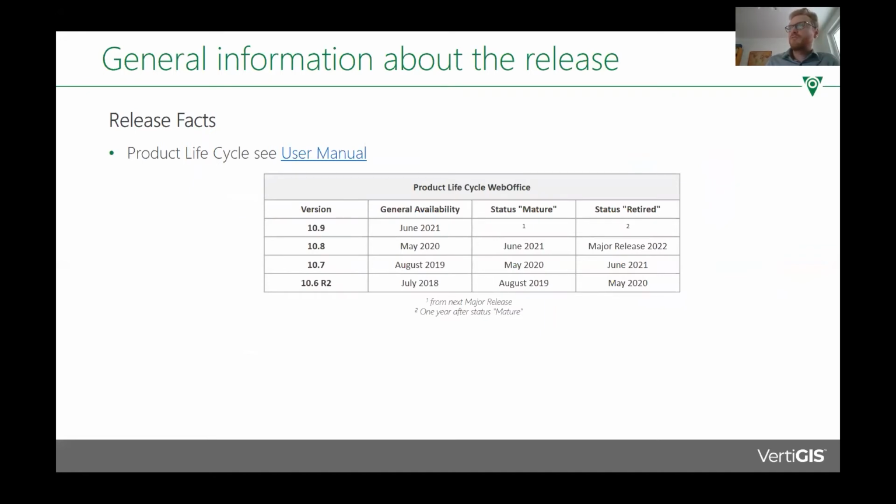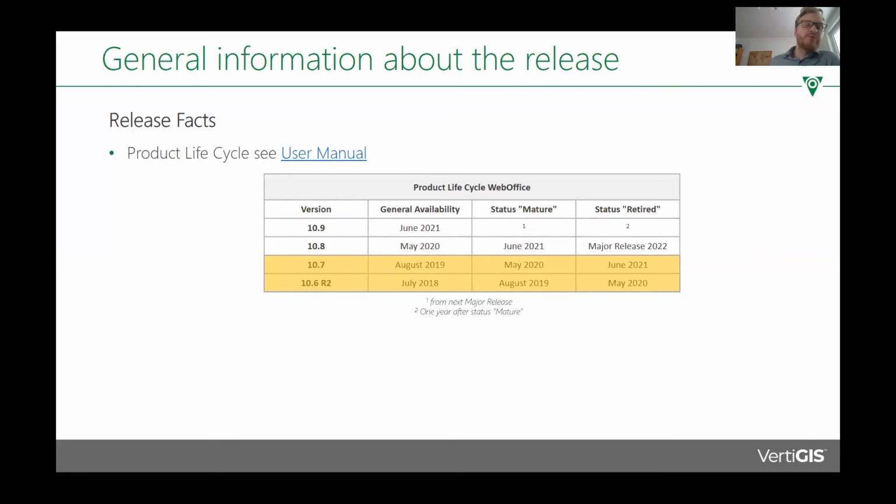From our perspective, the WebOffice versions also have a product life cycle. You can look that up in our user manual, and it basically says that as of today, or at least since our major release at the end of June, we have two active versions, 10.8 and 10.9, where 10.9 is now in general availability.